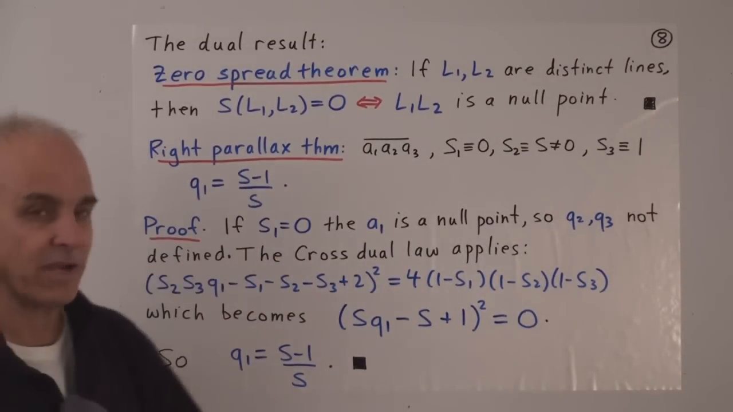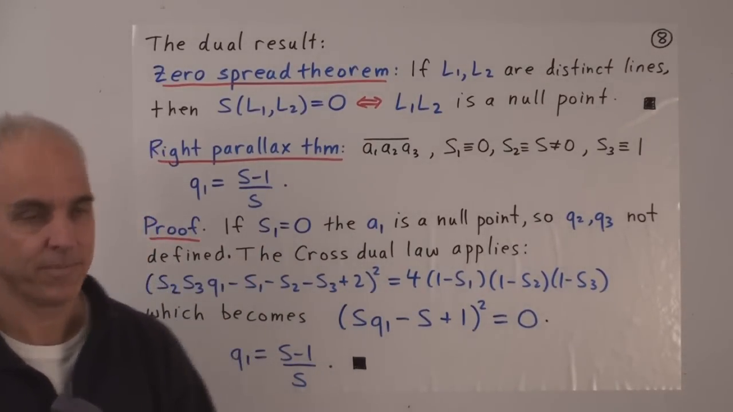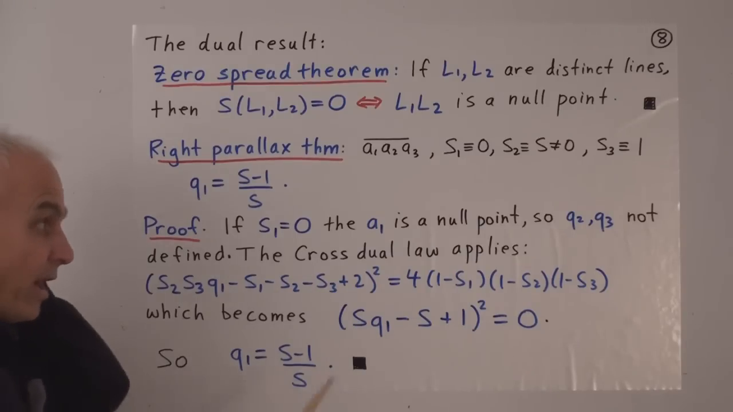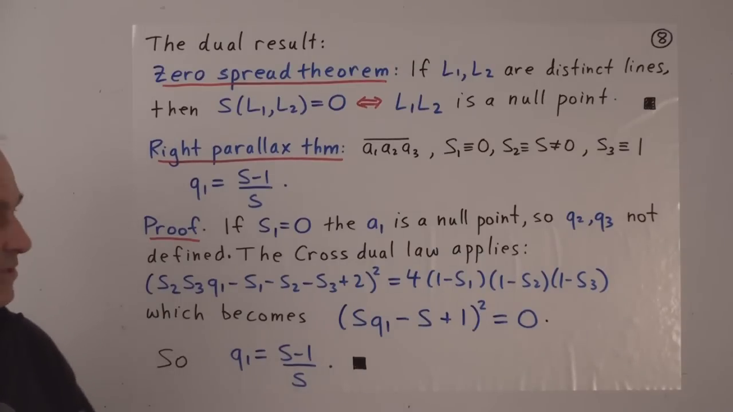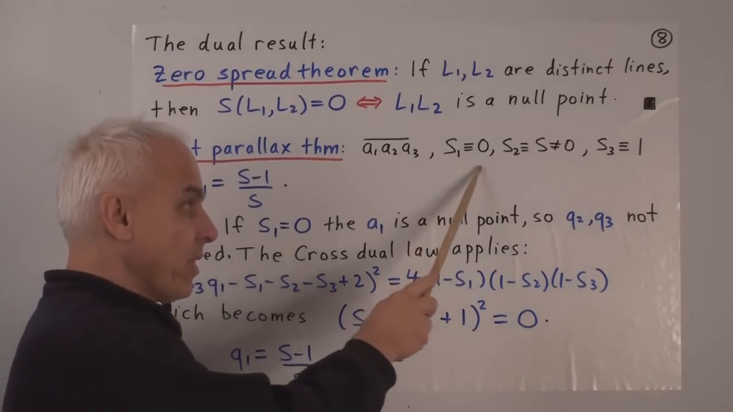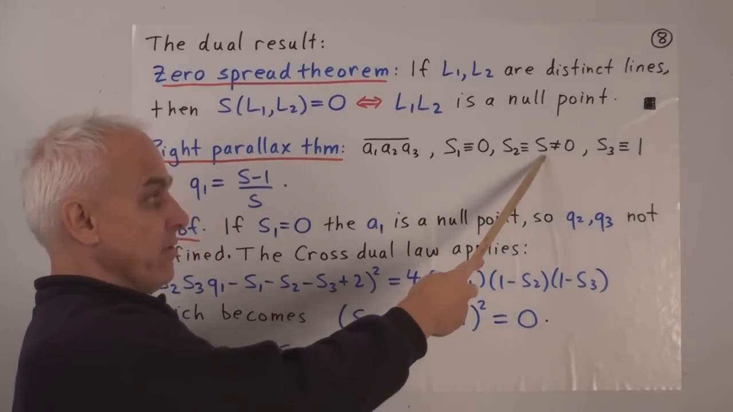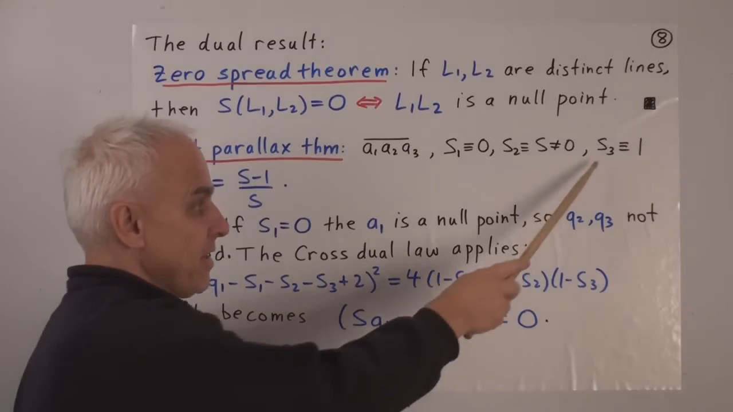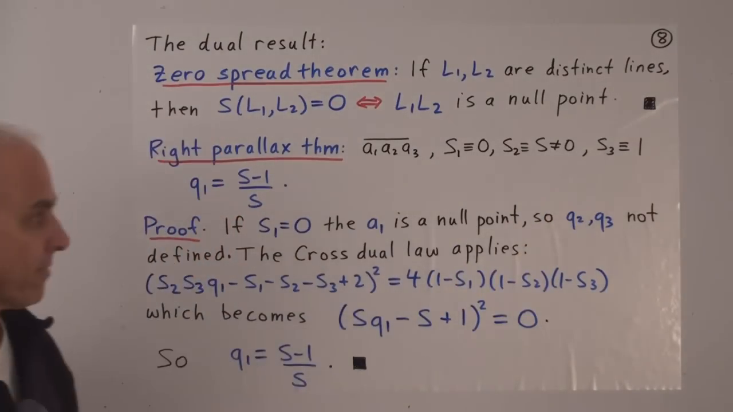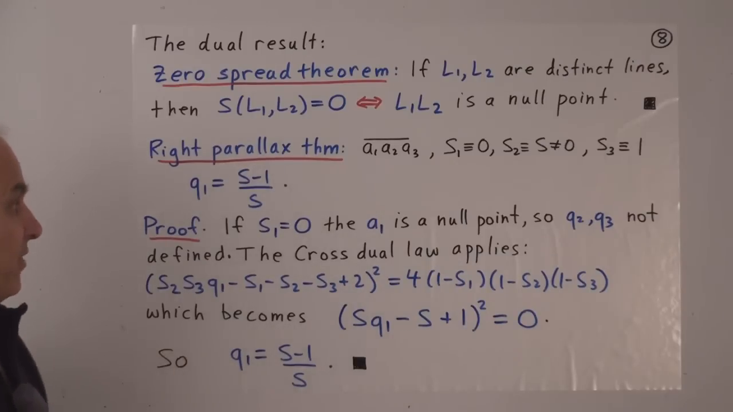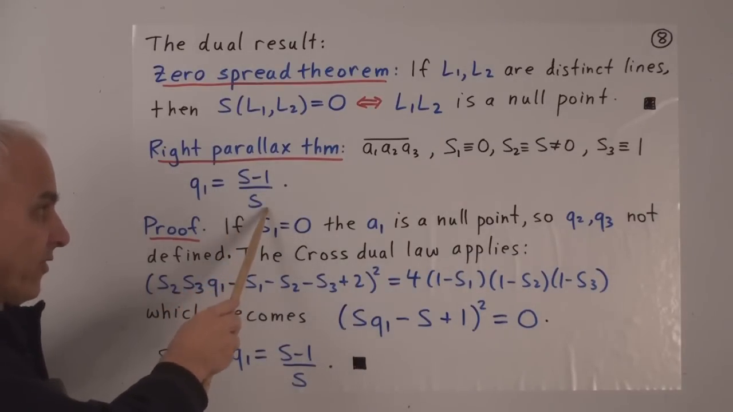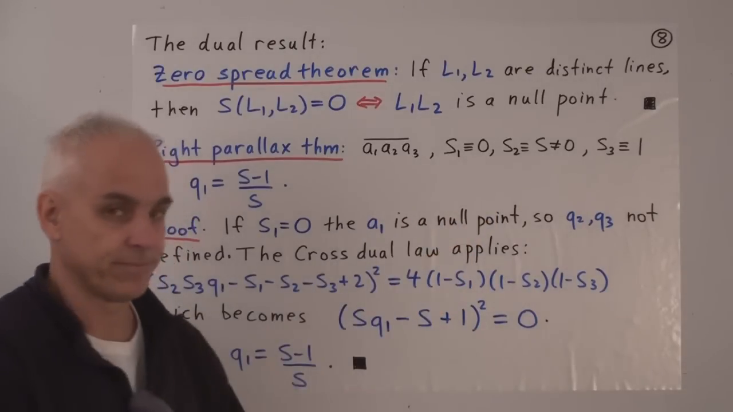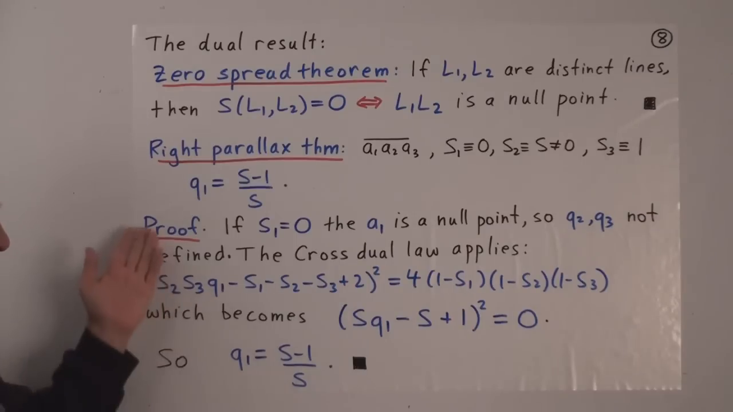Okay, so now let's turn to the right parallax theorem and give a proof. So the statement is we have a triangle A1 A2 A3. And we're told something about the three spreads. We're told that one of the spreads is zero, one of the spreads is non-zero, say S, and the other spread is one. So under these conditions, the quadrance Q1, which is opposite the spread S1, will be equal to (S minus 1) over S, where S is S2. So here's a proof.